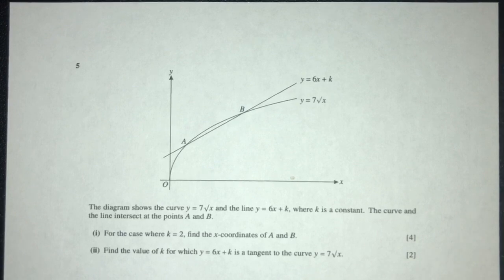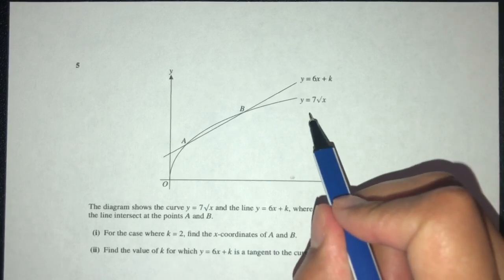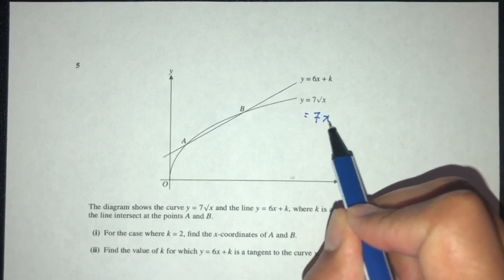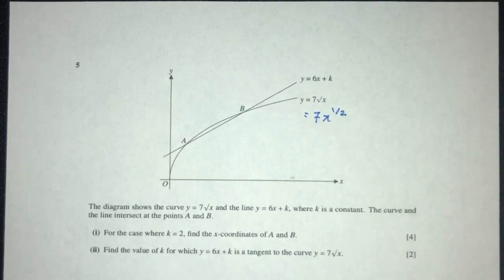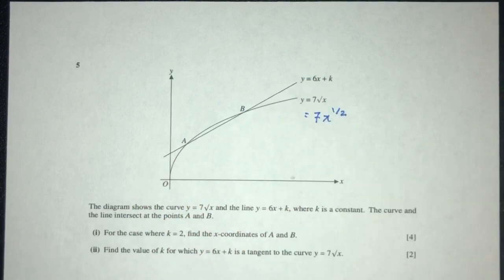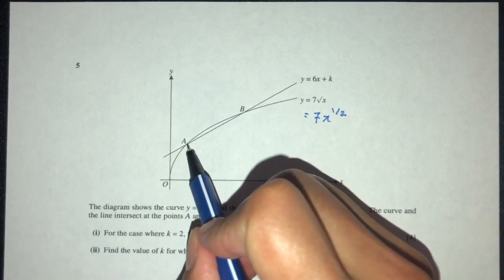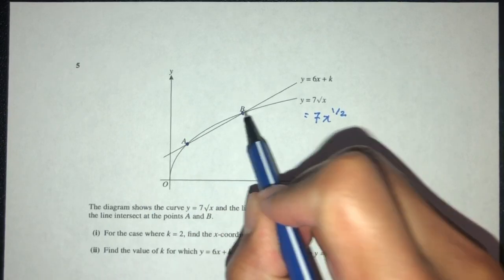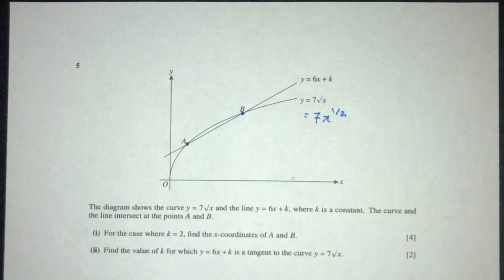The diagram shows the curve y equal to 7 root x. Again, I can rewrite this equation. That will be what? 7x power half, right? Now we have a straight line y equal to 6x plus k, where k is a constant. As you can see here, this is my straight line. Good. The curve and the line intersect at the point A and the point B. So we have 2 points of intersection.